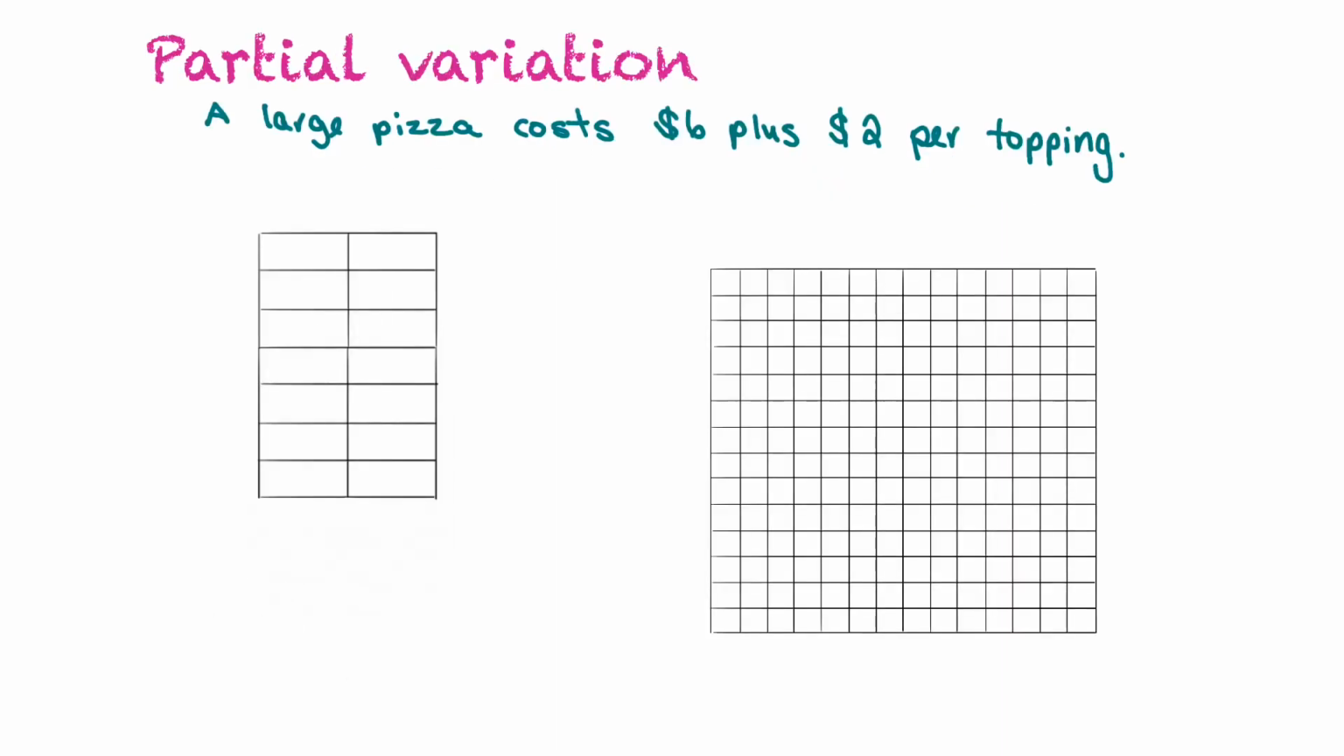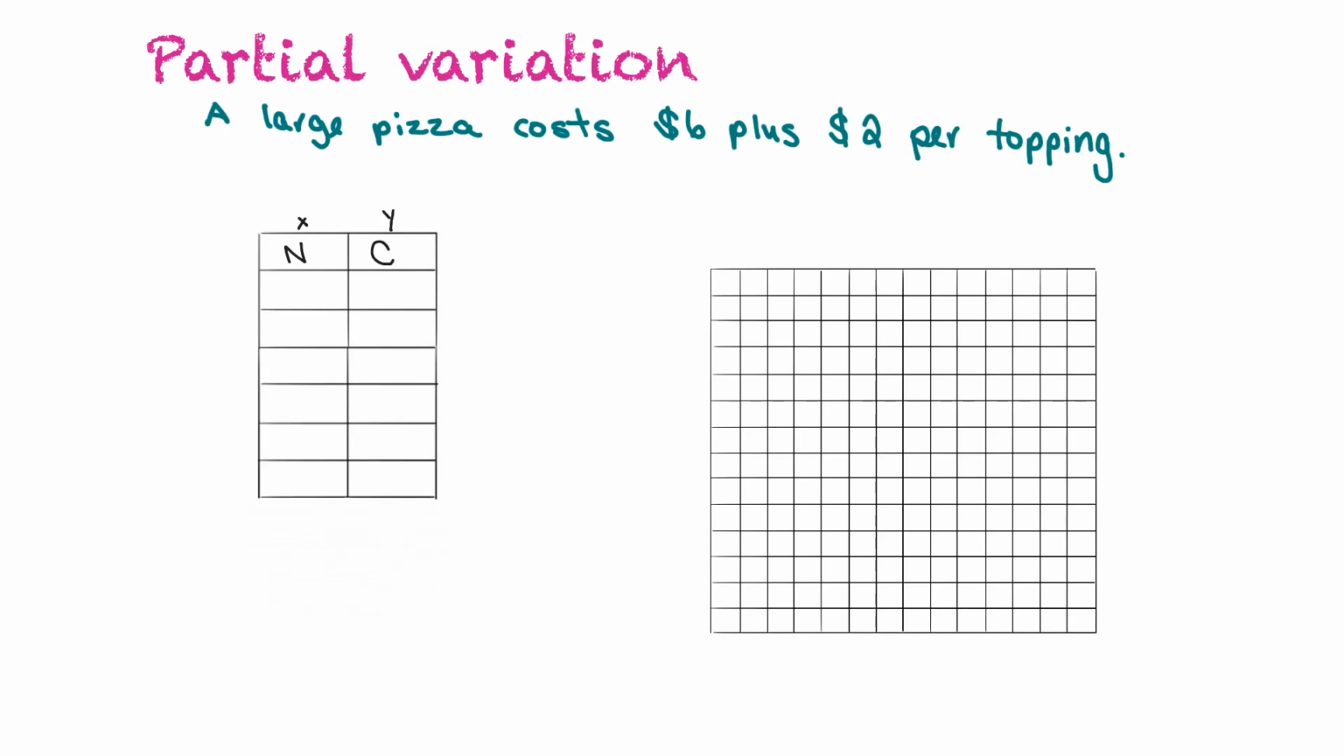Now we're going to take a look at partial variation. So with partial variation, our graph is not going to pass through the origin. Instead, it's going to hit the graph along the y-axis somewhere because there's going to be an initial value involved. So in this example, we're going to say that a large pizza costs $6 plus $2 for every topping. So we're going to fill in a table of values here. So n is going to be our number of toppings, and that's going to be on our x-axis. And then c is our cost in dollars. That will be our y. That's the dependent variable. The cost is depending on the number of toppings.